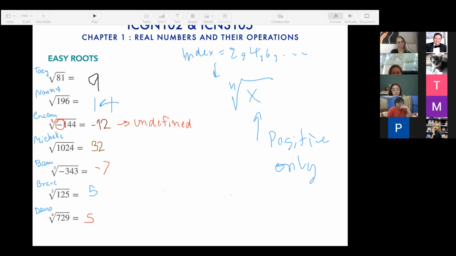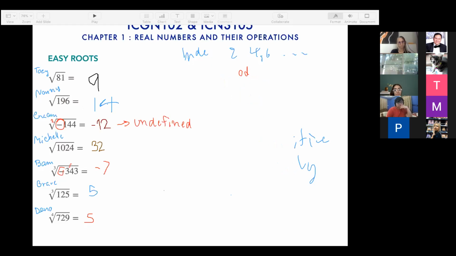Is there anything else in Bam's work? It is the cube root of negative 343. If you remember in the previous slide, for the n-th root of x, x can be negative if n is an odd number, and 3 is odd. So this one is okay, you can have a negative number inside, it's possible. Now the next thing is the rest of the calculation.